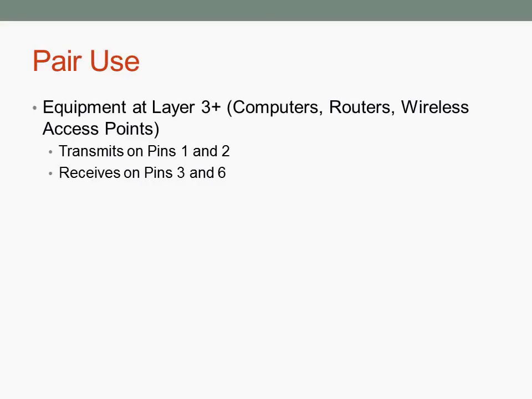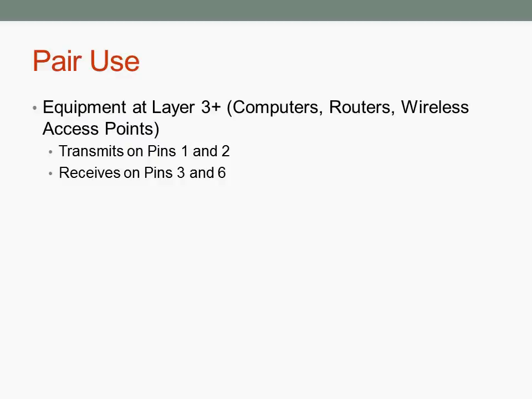So here's the idea behind pair use. Again, equipment at layer 3 plus, I will consider these types of devices to be what I would call transmit devices. These are devices that are used to basically originate packets. So these devices are going to transmit on pins 1 and 2 and receive on pins 3 and 6.